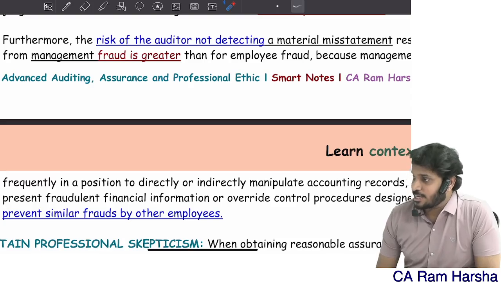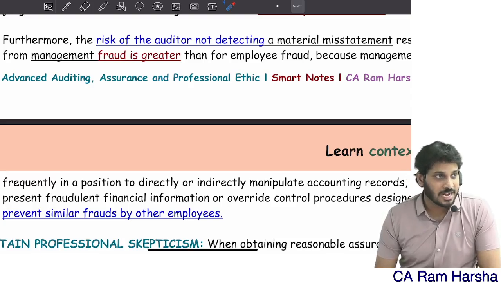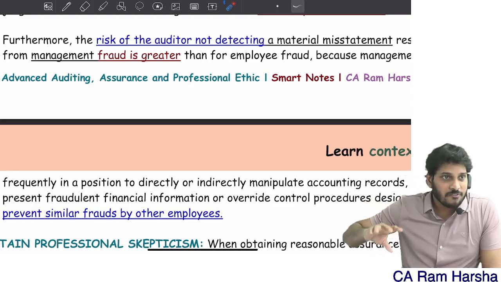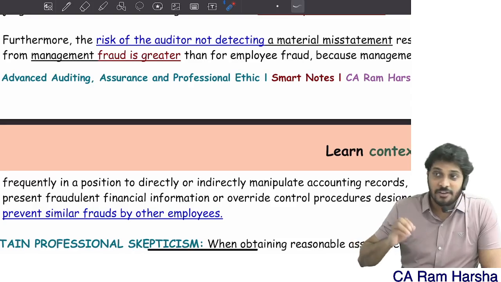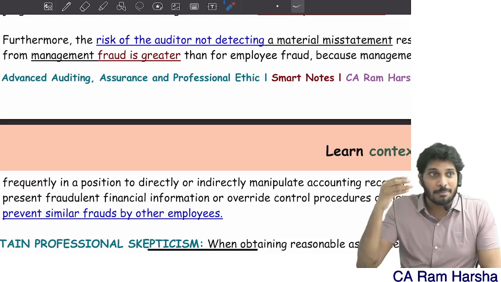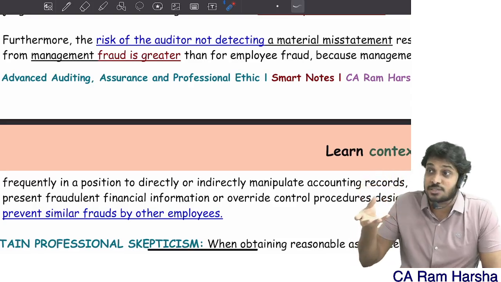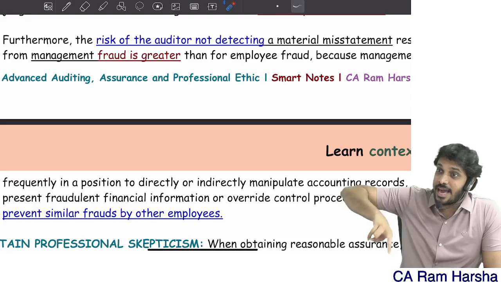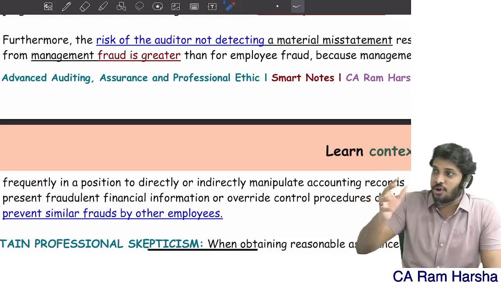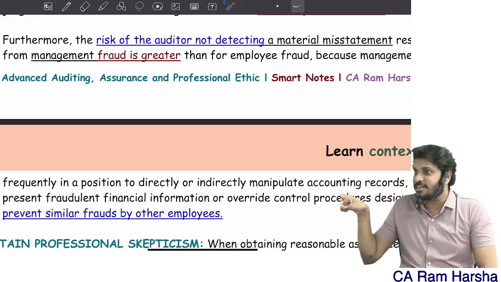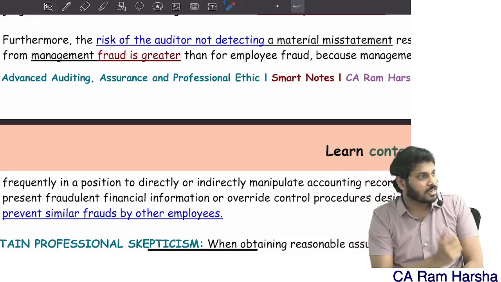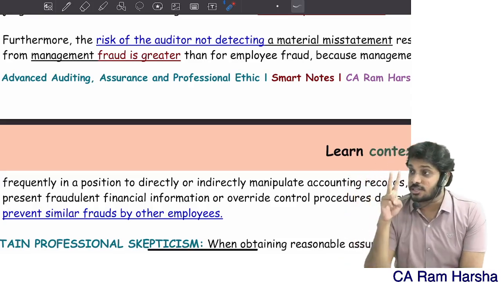When you manipulate records, misstatement will be there in the financials. When you misappropriate cash, inventory, or assets, real assets are lesser, but the balance sheet shows a higher number because this fraud is not discovered. Therefore, the financial statements show overstatement. That will not show the real availability of the entity's assets, because the real assets are misappropriated. Understood? So these are the two types of fraud.